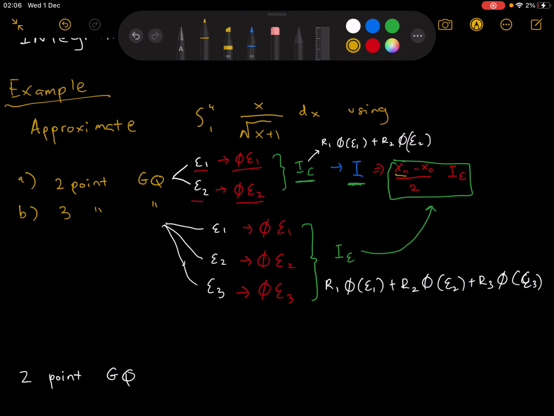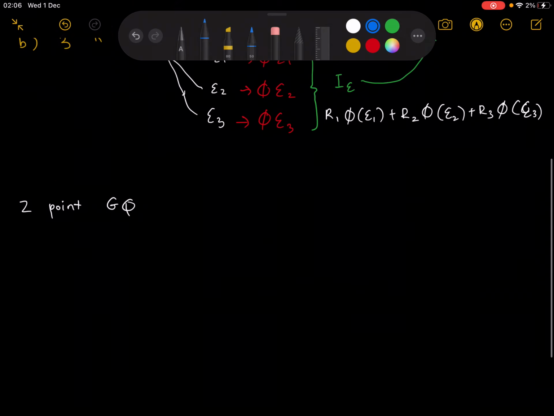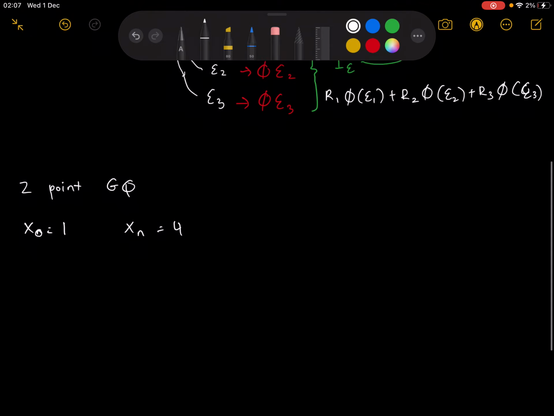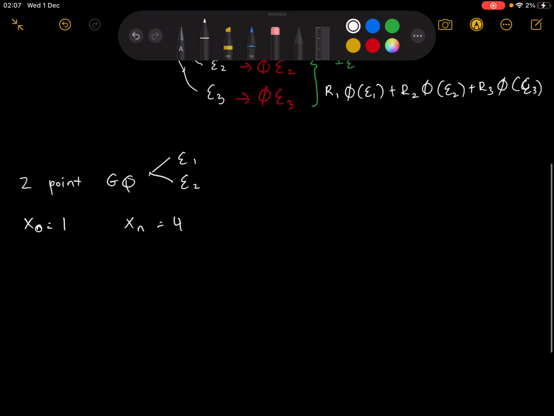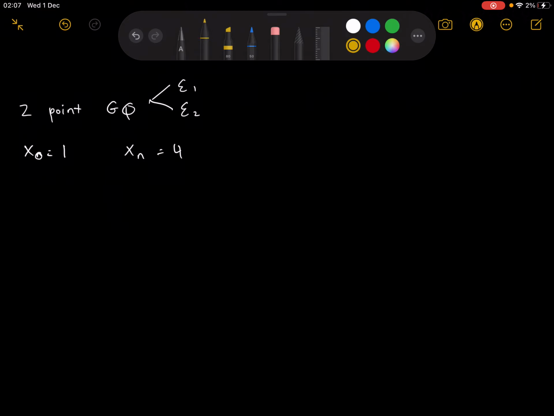We know that we need to identify the xn and x0, in which xn and x0 is given in here, whereby xn is the upper limit while x0 is the lower limit. So for 2 point Gauss quadrature, for this example, x0 is equals to 1 and xn is equals to 4. So as I mentioned, for 2 point, we need to determine zeta 1 and zeta 2.